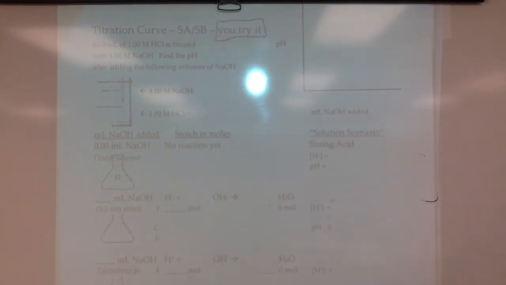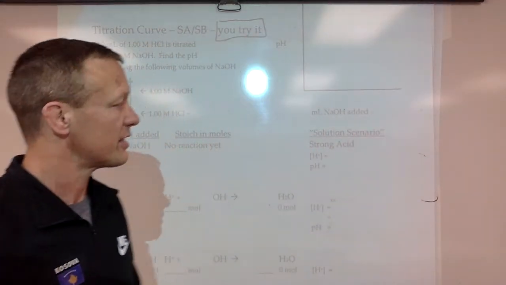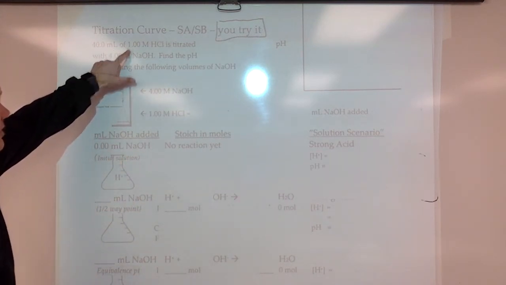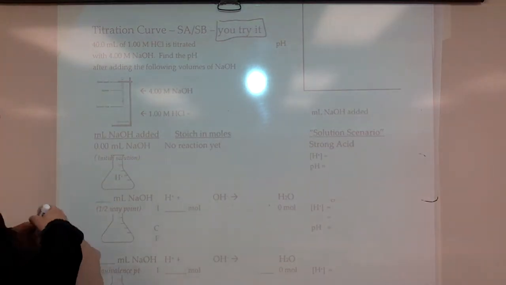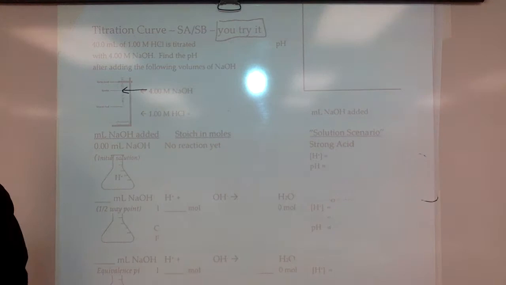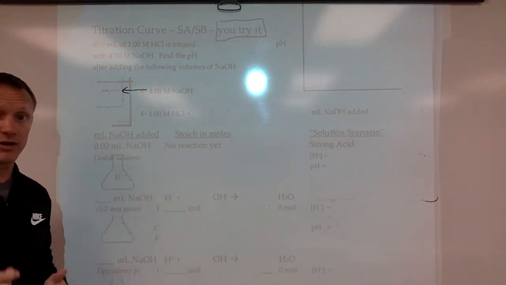So we're going to do this page where it does not give you all the work. So here's what you have here. You have 40 milliliters of 1 molar HCl titrated with 4 molar NaOH. So in here, in the burette, is your 4 molar NaOH. Okay, we have plenty of milliliters of that we can drop in.